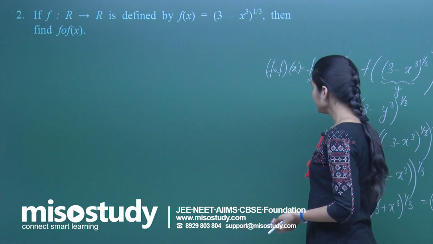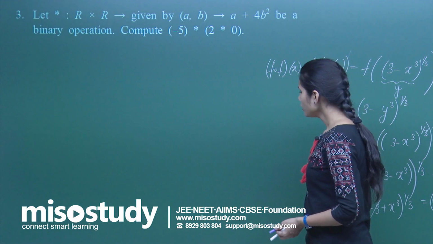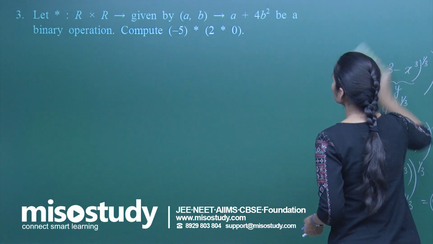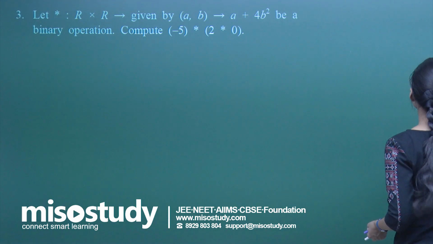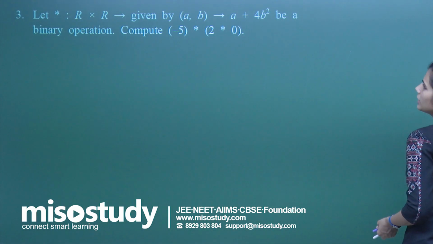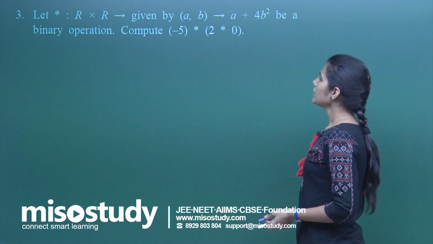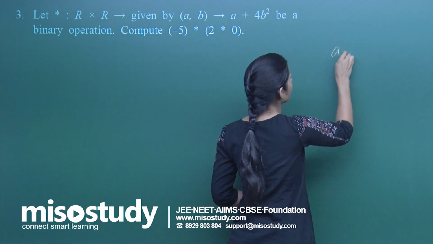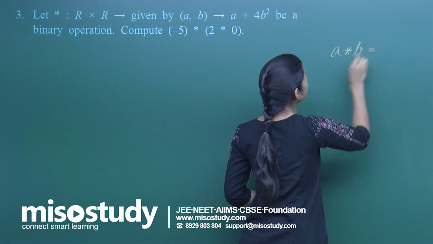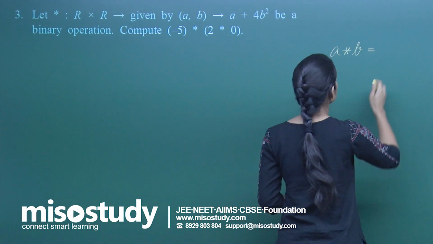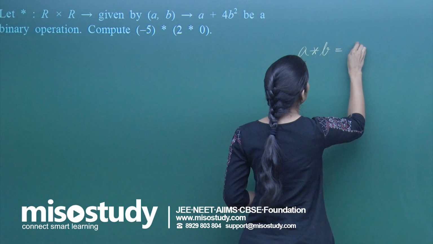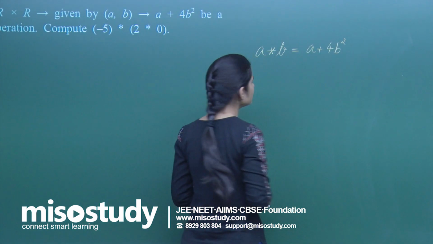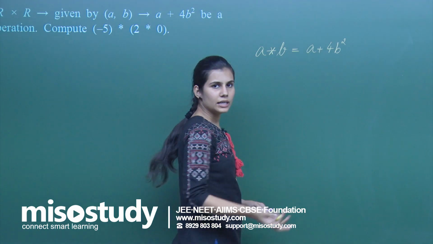Clear? Next we have, let star from R cross R to R given by (a, b) goes to a plus 4b square be a binary operation. Compute minus 5 star 2 star 0. So star's definition is given to you. They are basically saying that a when operated with b under the operation star actually gives you one single element by combining a and b in this fashion. Is it understood? a and b are real numbers.